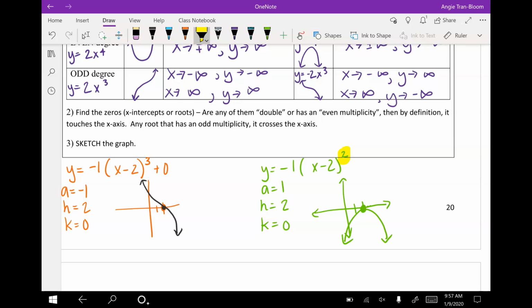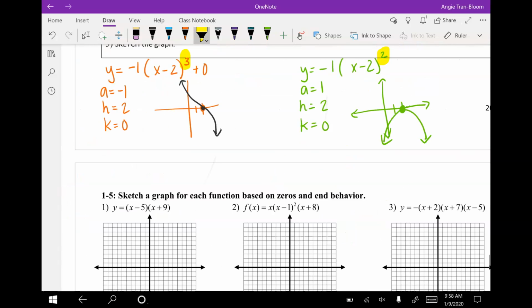If it has an odd multiplicity, that means there's 3 of them, or 1 of them, or 5 of them. Guess what it's doing to the x-axis? It runs through it, okay? So, if it's an even multiplicity, it bounces off, AKA just touches it and curves back down, or touches it and curves back up. But if it's an odd degree, then it runs through it. We need to know that so that when we sketch it out, we know, hey, do I bounce off, aka touch it, or do I run through it? Okay. Any questions on that language?